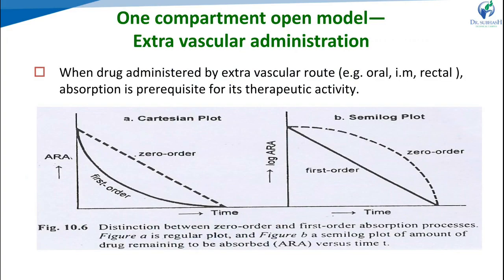Next is the one compartment open model, extravascular administration. Previously we saw the one compartment IV bolus, rapid IV injection, which directly reaches the systemic circulation, so the absorption phase is negligible and we consider the elimination phase only. Second, we saw the one compartment open model IV infusion, given at a constant rate, so absorption is zero order kinetics, and the elimination phase follows first order kinetics.